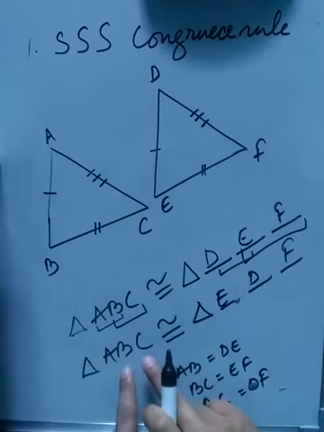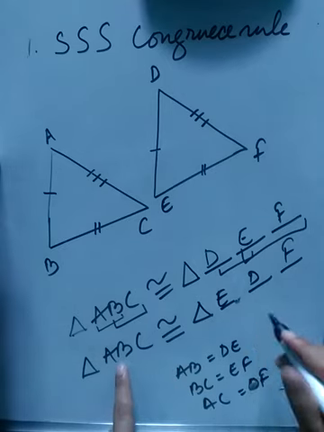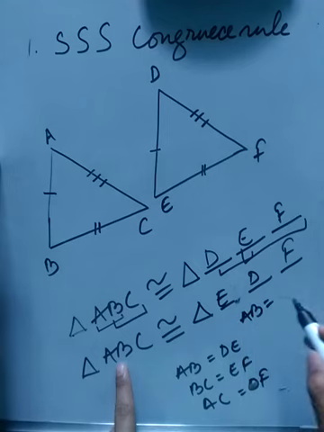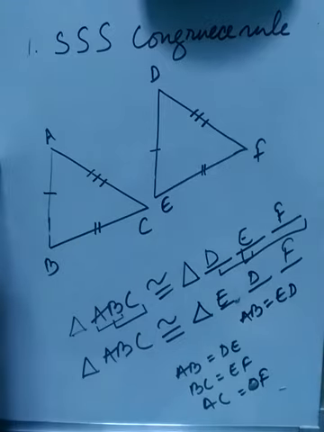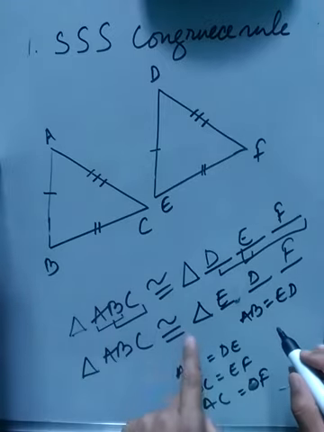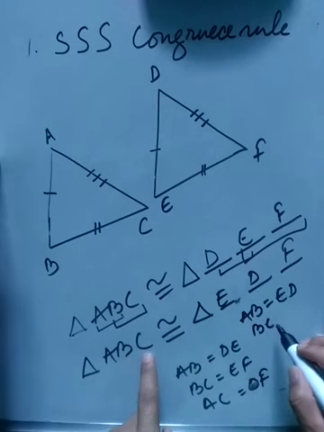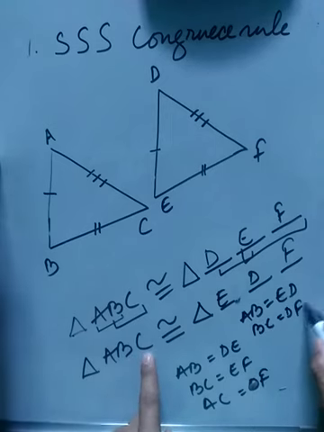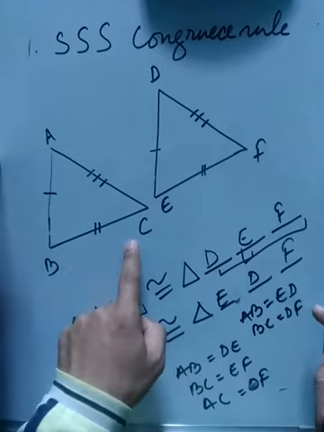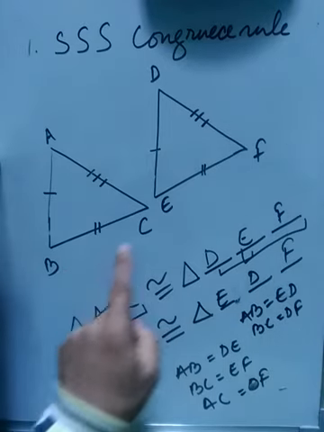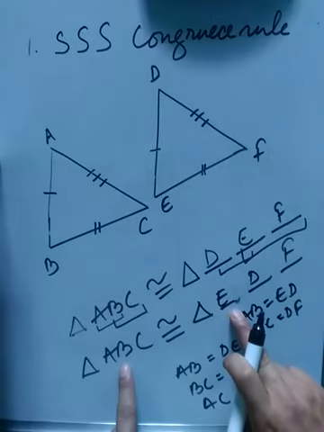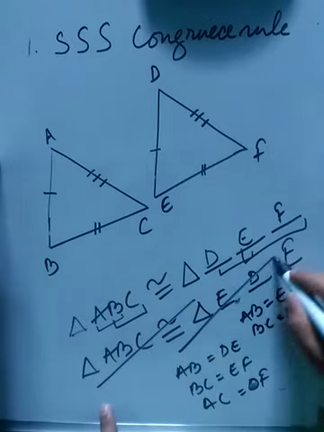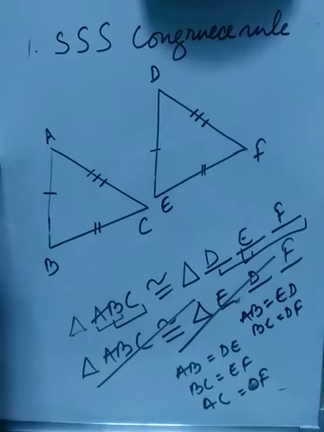Now let us check this one. Here AB equal to ED. It is still correct. Next, BC, second last, then here DF. Can you say that BC is equal to DF? No. That means this order is wrong. So you are not supposed to use this one. Maintaining the order is very important.